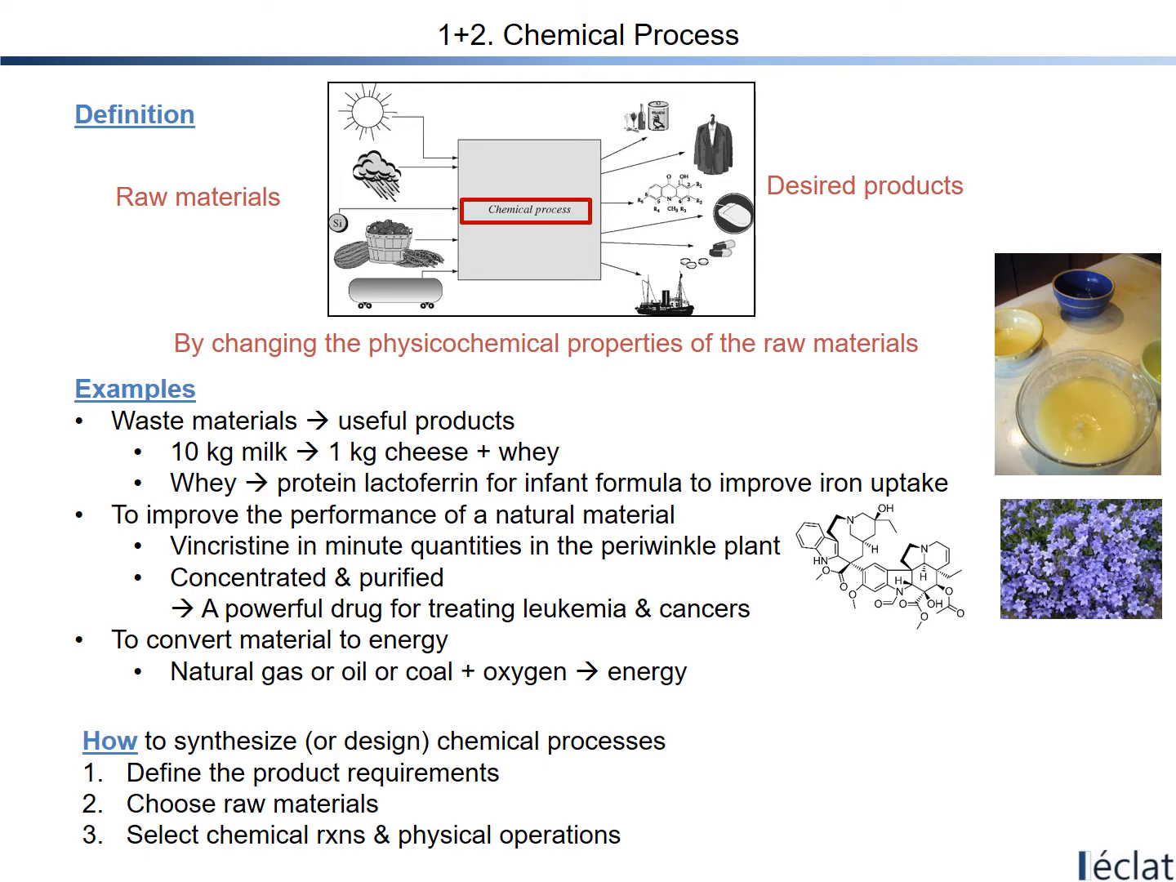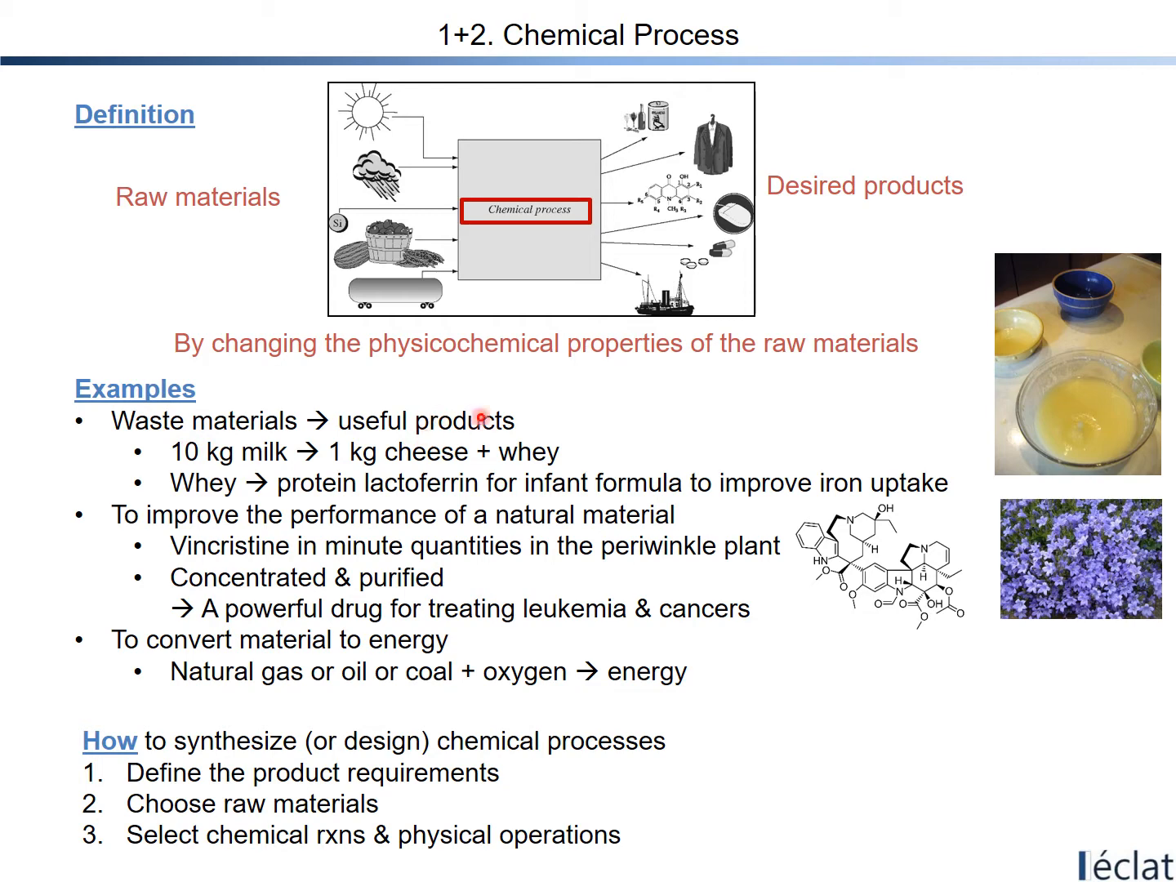Okay, so this is the very first subchapter of this chapter 1. Let me think about chemical process again. Definition: the chemical process is the process to convert raw materials into desired products by changing the physical-chemical properties of the raw materials. That is the definition of a chemical process. So here are several simple examples.